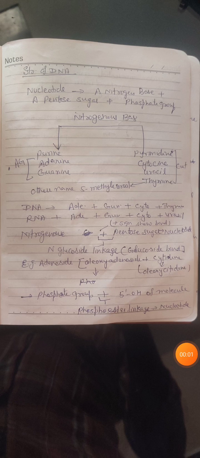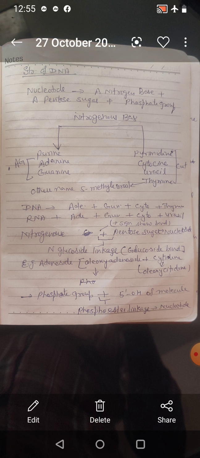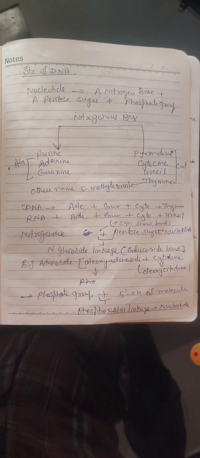Next part, that is the structure of DNA. Previously I have told you what a nucleotide is. Many nucleotides make a single chain of the DNA strand. What is a nucleotide? A nitrogen base plus a pentose sugar plus a phosphate group. When the three combine, they form a nucleotide.